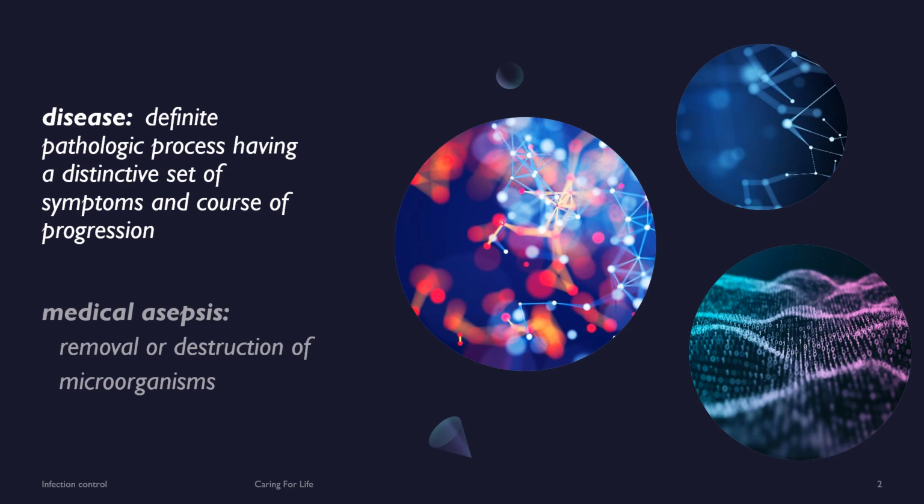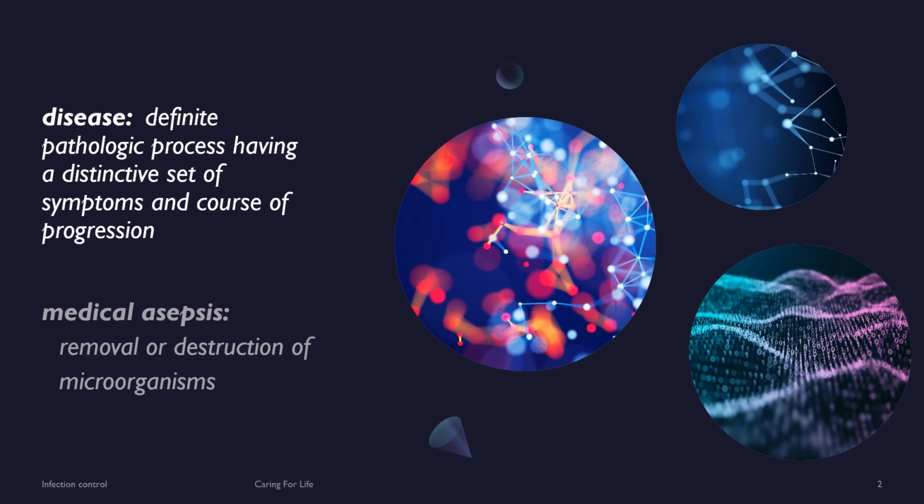So first, understanding a disease, and that is when somebody has a definite pathological process, having a distinctive set of symptoms and a course of progression. So a disease is something that somebody has going on. The provider is going to look at that and then make a diagnosis.